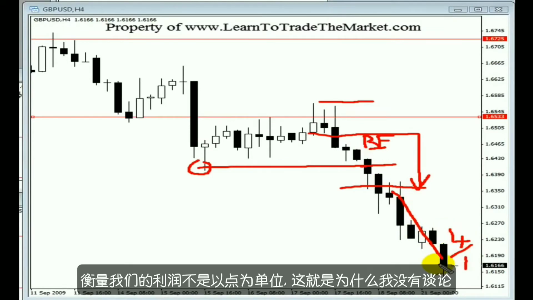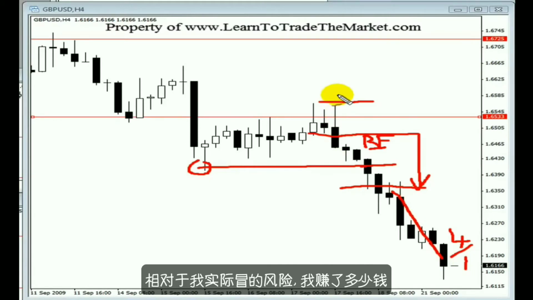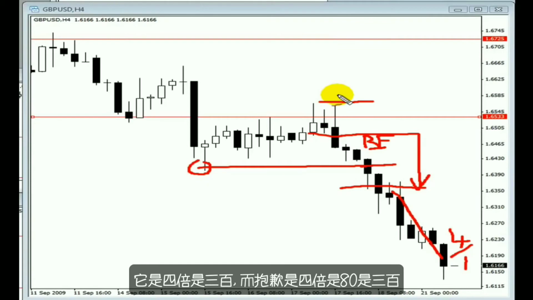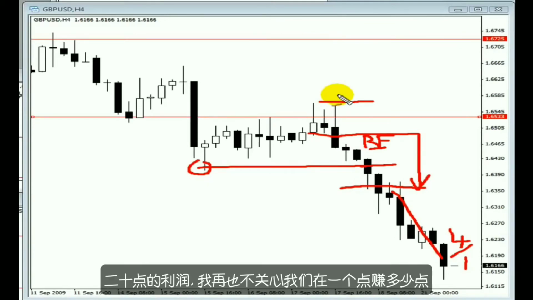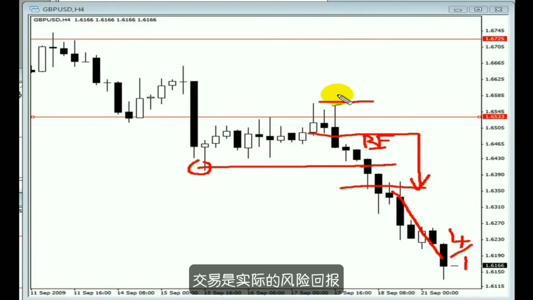Now the way we measure our profits is not in pips. That's why I haven't talked about the distances of the stops, the amount of pips I've actually made. It's the measure of how much I've made in profit relative to what I actually risked. And in this case, for example, if the stop loss was 80 points and my target was 4-to-1, it's 4 times 80 is 320 pips profit. And again, I don't care about how many pips we make in a trade. It's the actual risk reward that's extremely important.